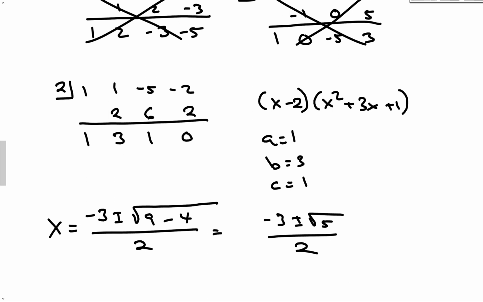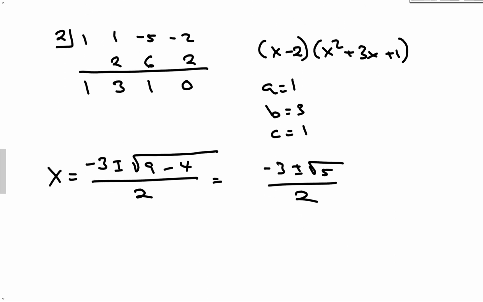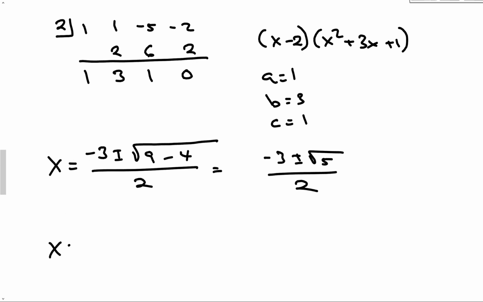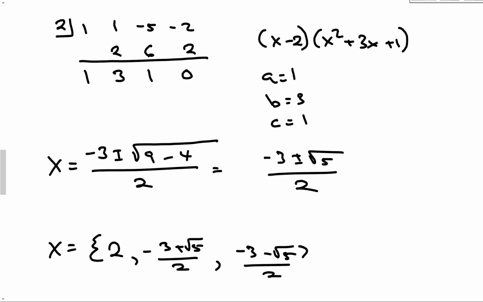That does not simplify anymore, so my answers become x is equal to my rational 0, negative 3 plus the square root of 5 over 2, and negative 3 minus the square root of 5 over 2. My one rational 0 and my two irrational zeros.